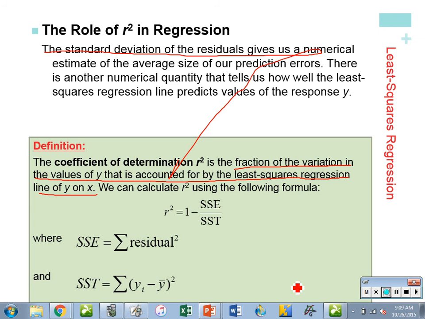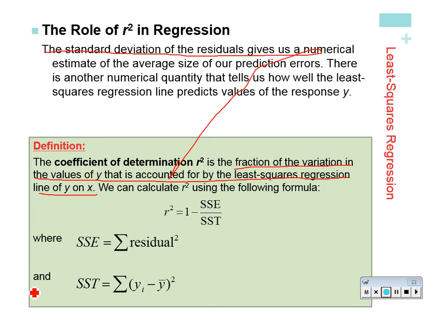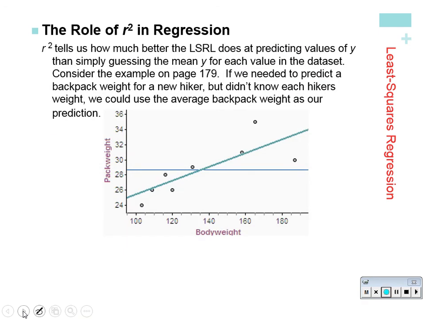And we've talked about how to find that value in your calculator. There is a formula for how to compute r squared, and that's this value here. Now we're going to use our calculator to compute the value of r squared, but I just want to go over where r squared comes from first. Here's the graph for body weight versus pack weight, and if we needed to predict a pack weight for a new hiker, but we didn't know each hiker's weight, we could use the average backpack weight as our prediction, and that's what this horizontal line represents.